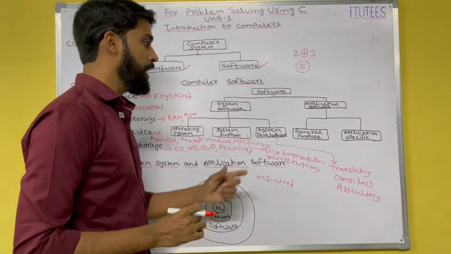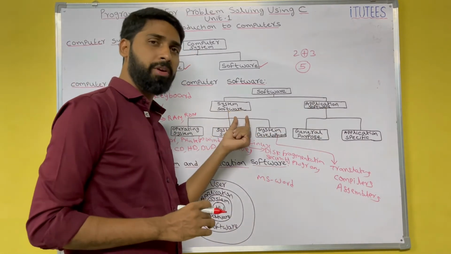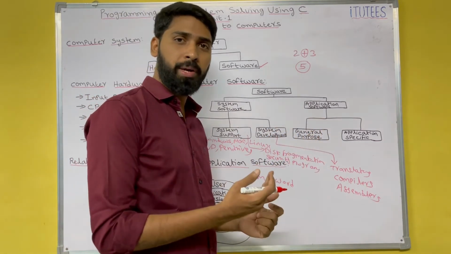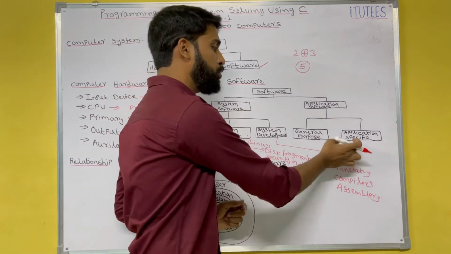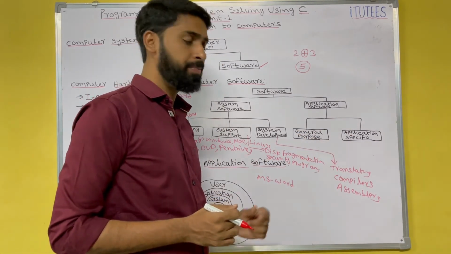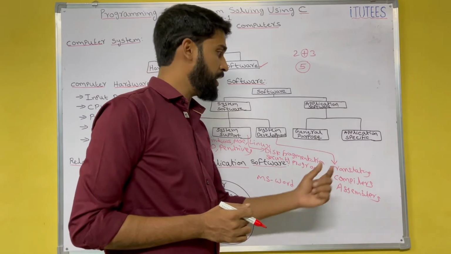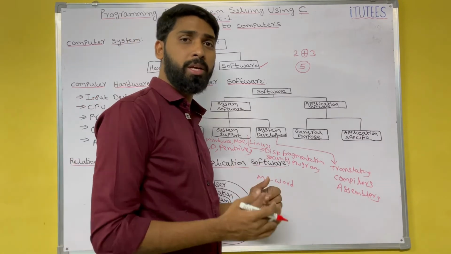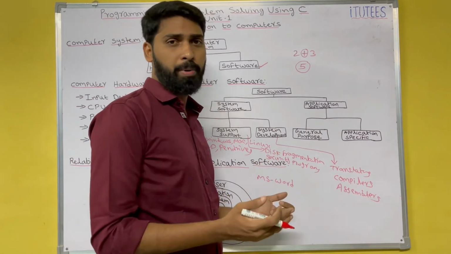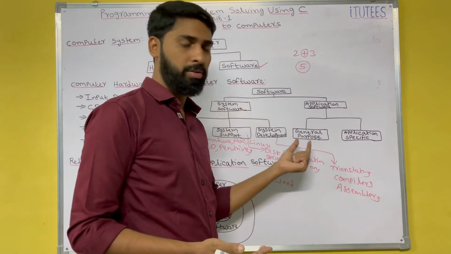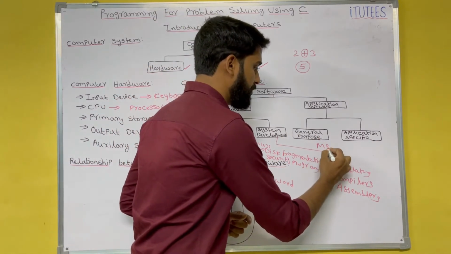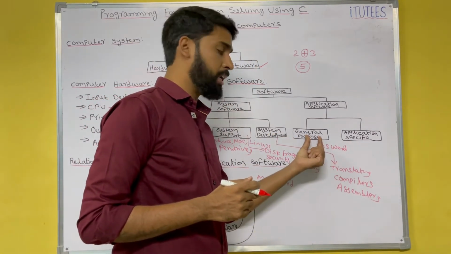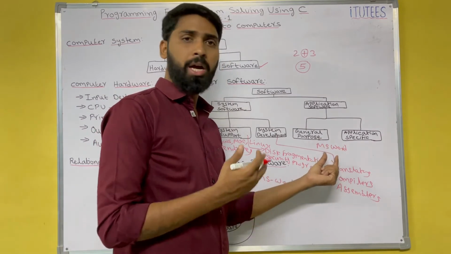Next one, application software. What is system software? System software is used by the system. Application software is used by the user. Now, there are two types of application software: general purpose software and application specific software. General purpose software is designed for the general purpose and is used by all users. For example, MS Word and MS Office. MS Word is general purpose software used by all users.